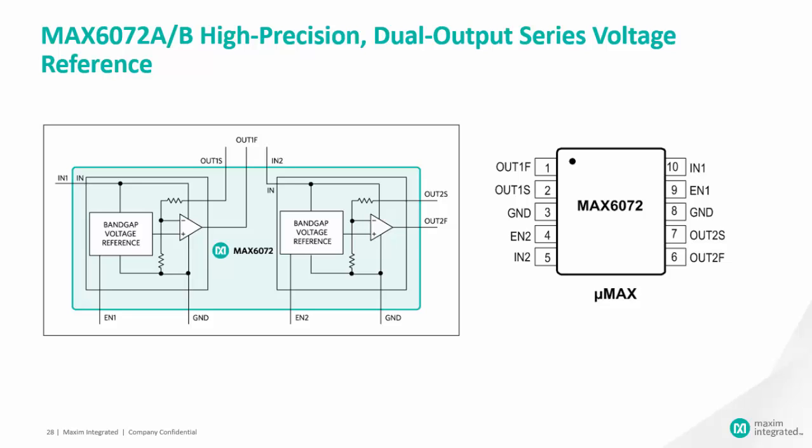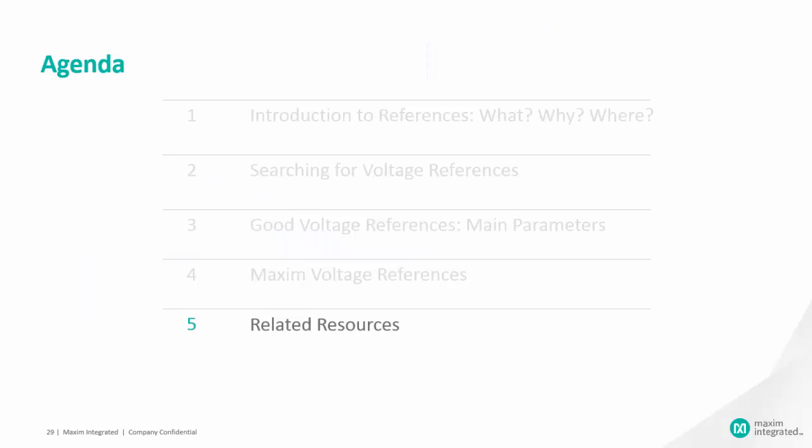3 pairs of output voltages are available: 5 volt with 2.5 volt, 4.096 volt with 2.048 volt, and 2.5 volt with 1.25 volt. The dual outputs make this device ideal for precision ADC applications where the input signal needs to be referred to Vref over 2. MAX6072 is housed in a small Micromax 10 package with a small 2.95 by 4.78 millimeter footprint. We've covered the basic operation of voltage references and how to select the best references for your designs.